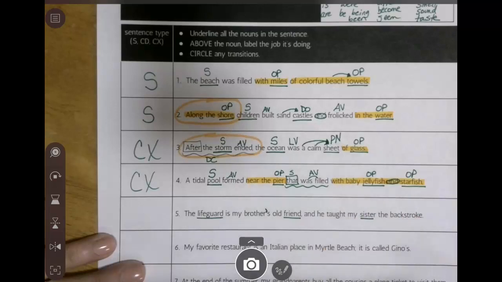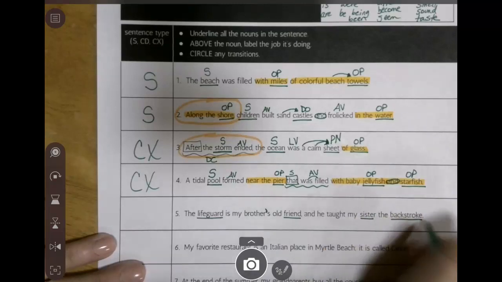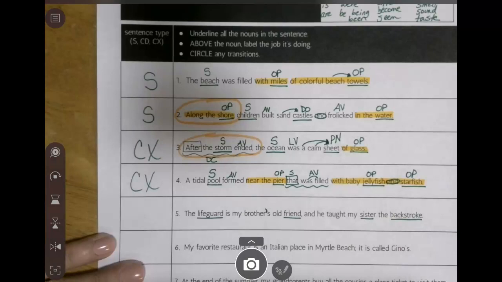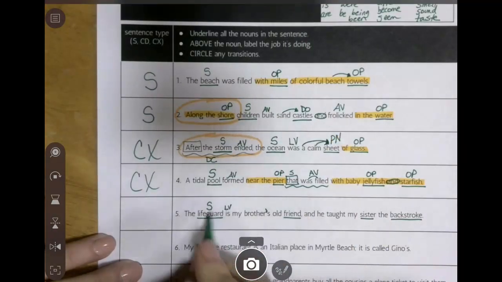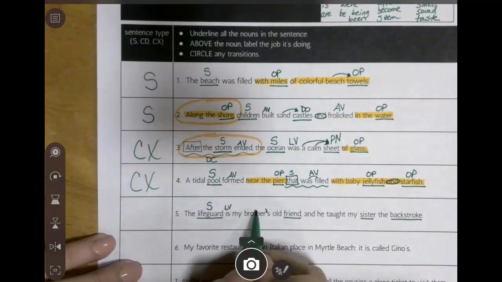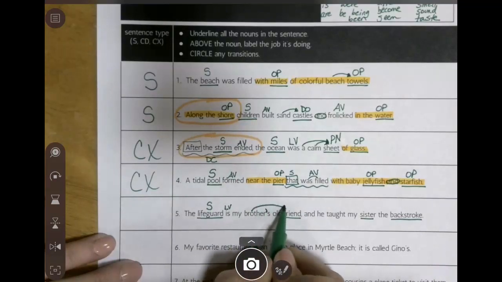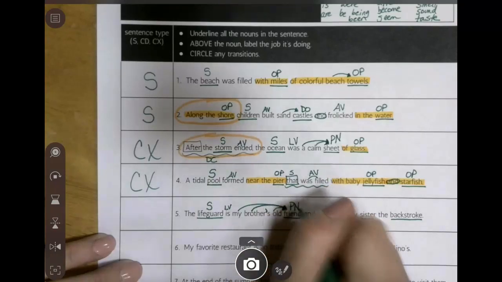Sister is a noun, and backstroke is a noun. So I'm going to look to see if there are any prep phrases, and I don't see any. So I'm going to look for my subject, lifeguard, is up on my list here. It's a linking verb. The lifeguard is what? Well, I figured out, I know brother's is a possessive. Brother's what? Brother's friend. My friend. Old friend. So since all of these adjectives are describing a noun, then this is a predicate noun.